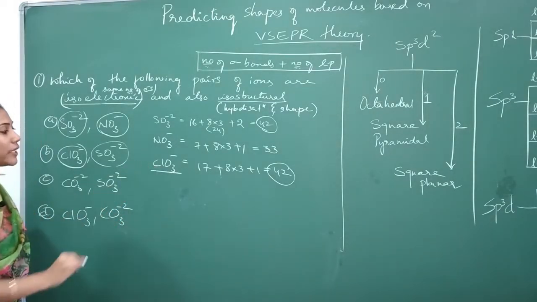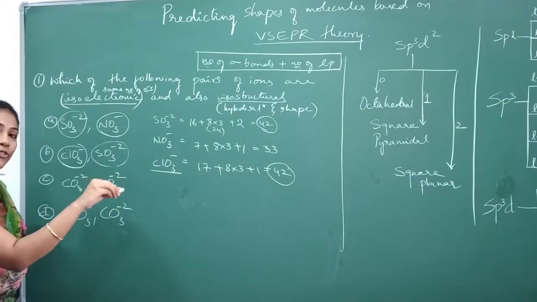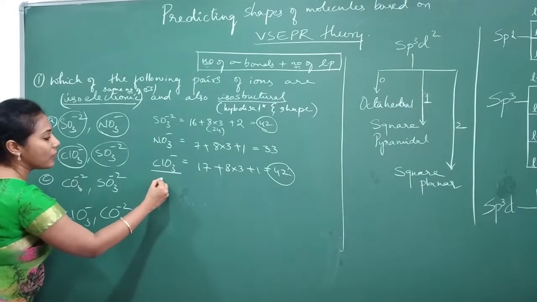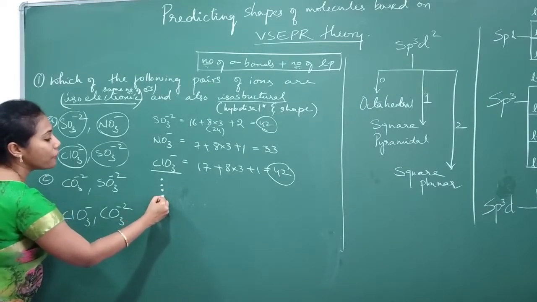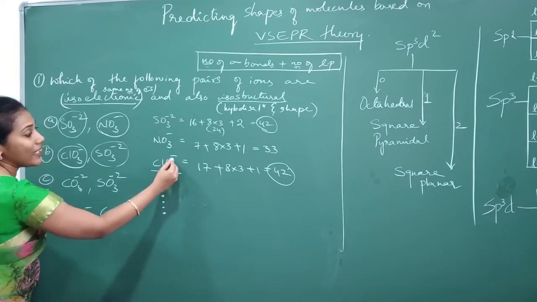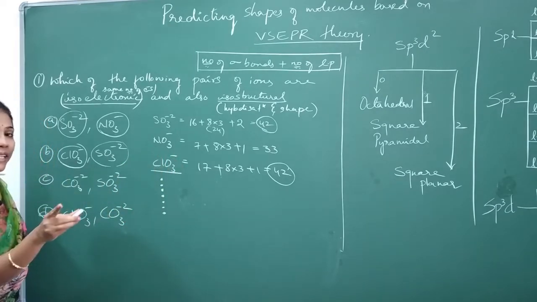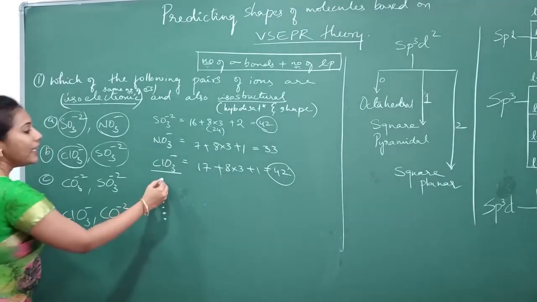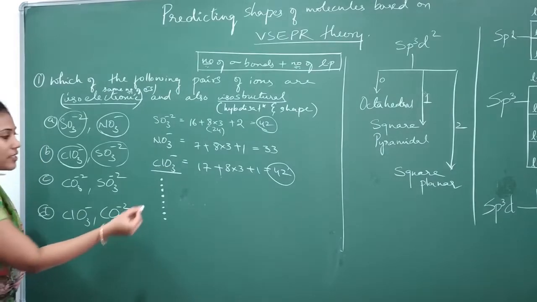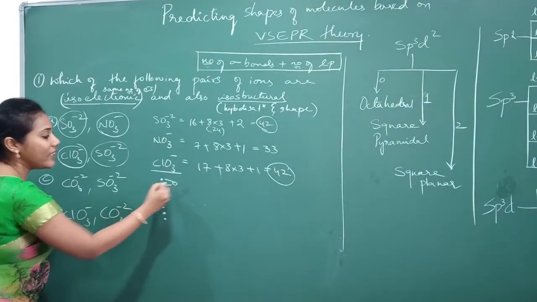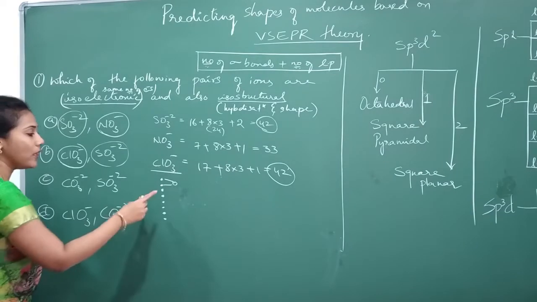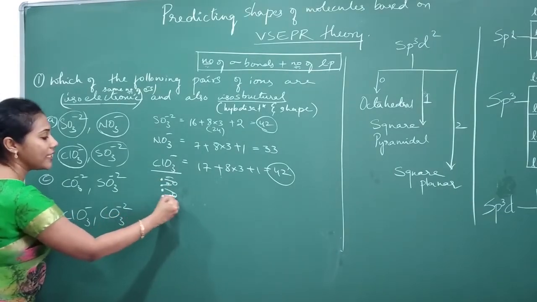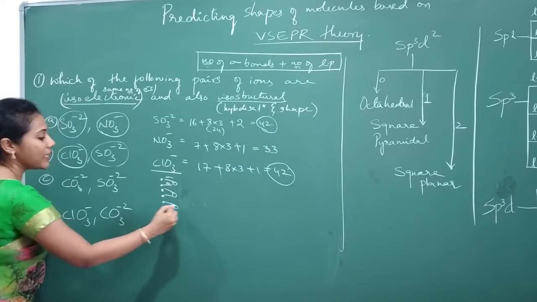Central atom is chlorine, and chlorine belongs to 17th group, and it is having how many valence electrons? 7 valence electrons. So 1, 2, 3, 4, 5, 6, 7, and 1 minus is there. No, I told you whenever minus is there you should add. 1 minus is there, so I am adding 1 electron. Fine. And you know it is bonded with oxygen. I told you whenever oxygen is there it will take up 2 electrons. It forms 2 bonds. Among the 2 bonds, one is sigma and one is pi. Okay, another oxygen taking up 2 electrons, another oxygen taking up 2 electrons.